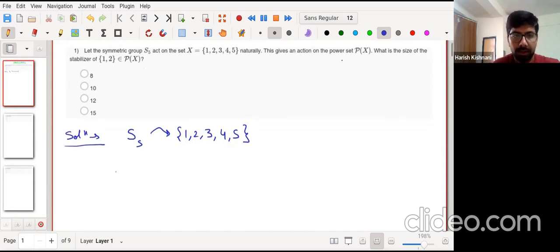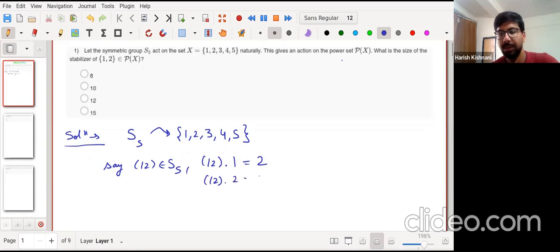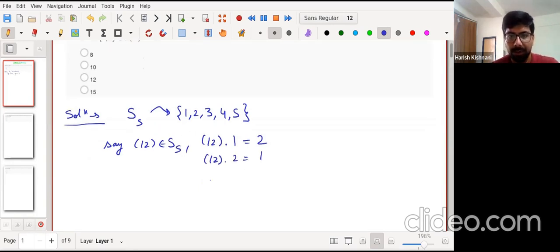For example, say (1 2) belongs to S5. Not S2, it is S5. So (1 2) dot 1 will be 2 because it's mapping 1 to 2, and (1 2) dot 2 will be 1 because it's mapping 2 to 1. And for all other elements, it will just fix that element. So that's the action of Sn on a set of n symbols.